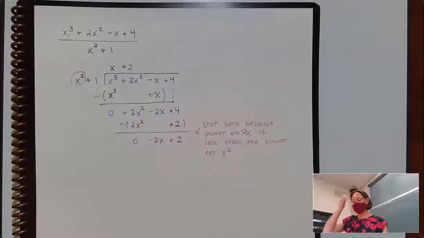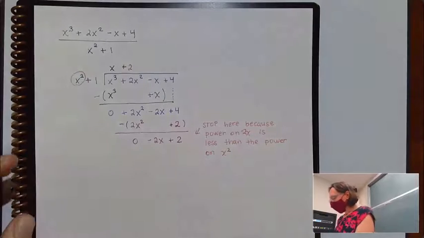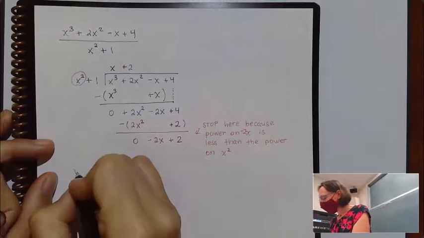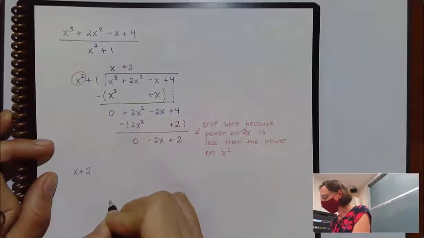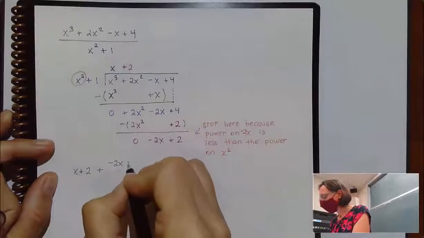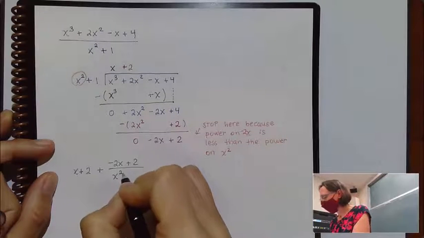And it's time to write this as that whole big thing is equivalent to x plus 2 plus that remainder we just got, so negative 2x plus 2, all over that denominator that we started with.